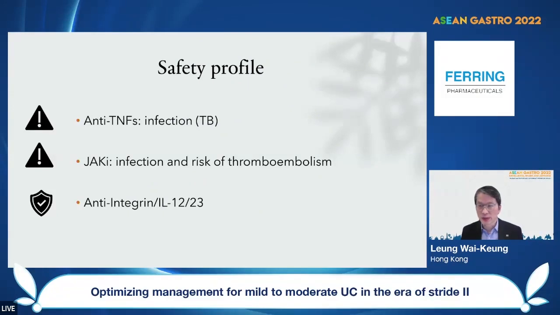But we also have to talk about safety profile, particularly in Asia. We know that we are prone to infection, particularly TB, which is endemic in this part of the world, so anti-TNF sometimes may not be the first-line medication despite its efficacy. JAK inhibitors also have their problems, particularly increased risk of infections, especially herpes zoster. They also have increased risk of thromboembolism. Interleukin inhibitors and vedolizumab seem to be relatively safe, and the safety profile seems to be quite promising.